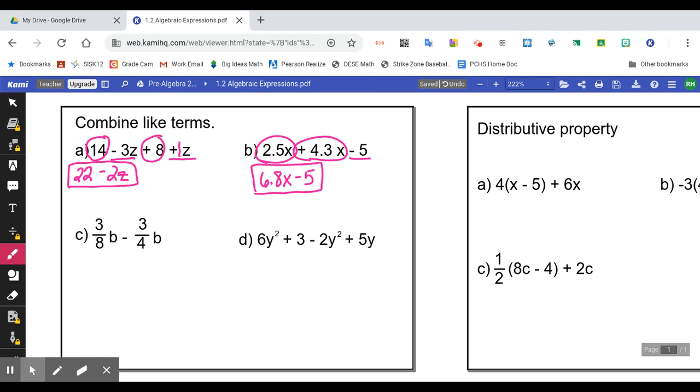The next one, 3/8 b and -3/4 b. Well, they both have that b happening, so I know I can combine them.